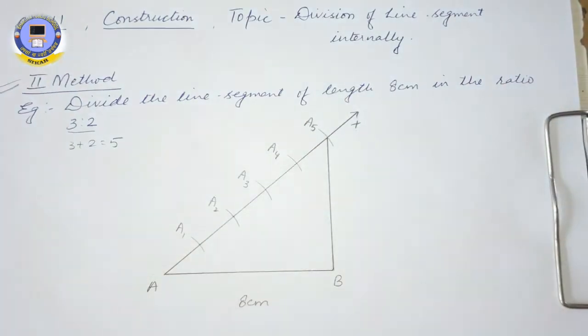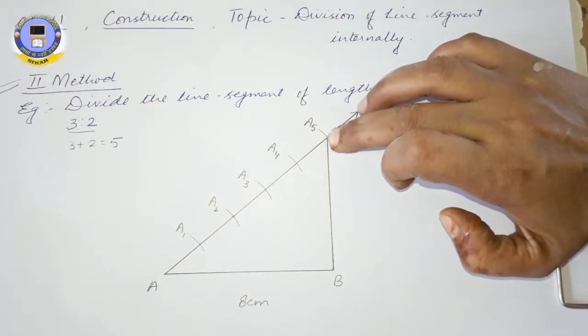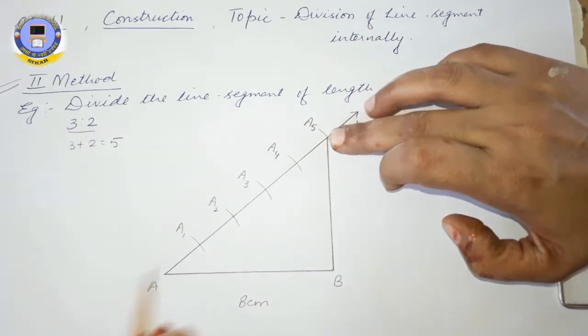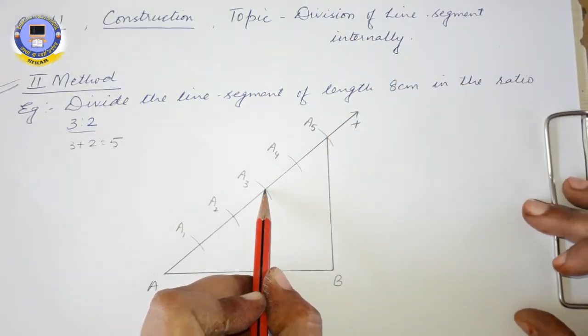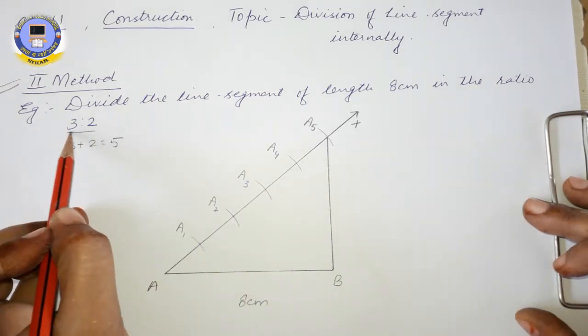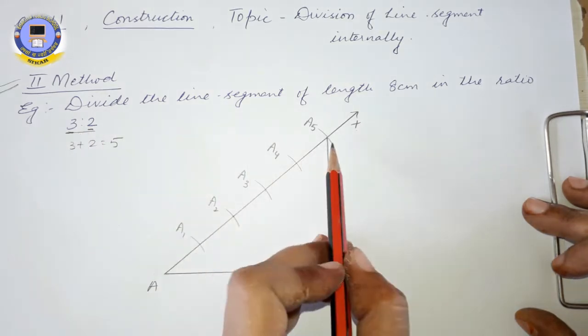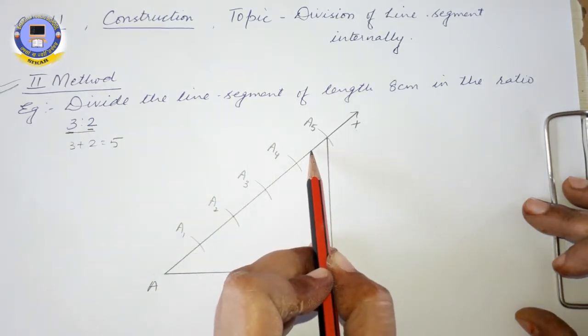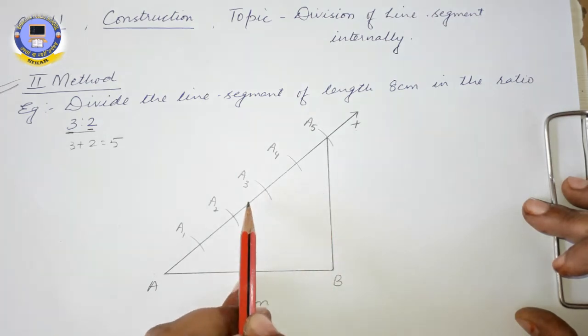Now what we have to do is, whichever angle is formed at A5, that same angle we have to frame at the third arc. Why at the third arc? Because we have to divide the line segment in the ratio 3:2. So whatever angle we are forming at A5, that same angle you have to frame at A3.